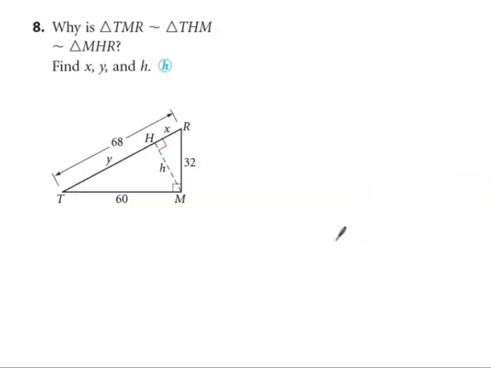Okay, let's look at this one. So why is triangle TMR similar to triangle THM, which is similar to triangle MHR? So notice we have the similar figure. That's what you learned about, similar. And so we have TMR. So TMR has a right angle here. And THM, which is right here. And MHR, which is right there. Why are they all similar? By angle similarity.